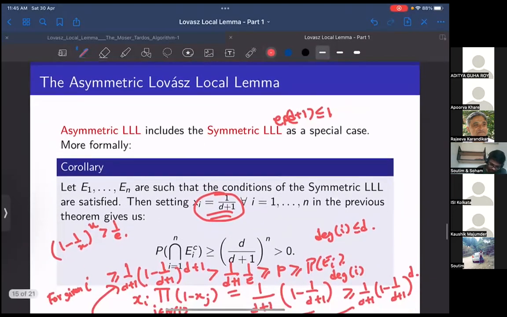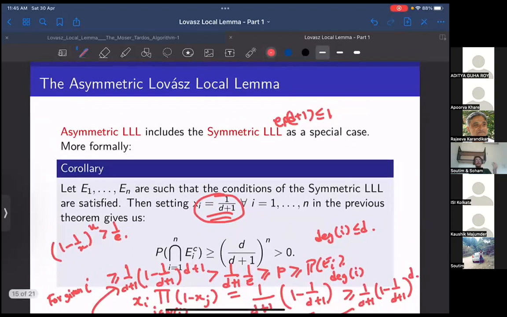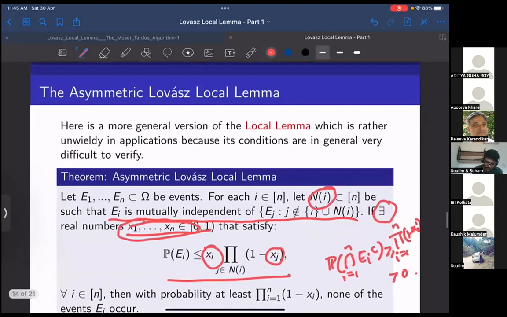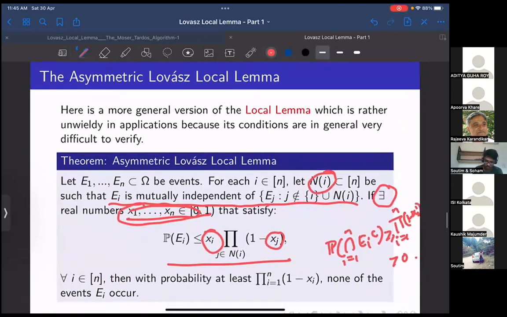So for xi equal to 1 by d plus 1 for all i, we are able to satisfy the conditions of the asymmetric Lovász lemma. And using the assumptions of the symmetric Lovász lemma, we are able to establish directly the conclusion of the symmetric lemma.